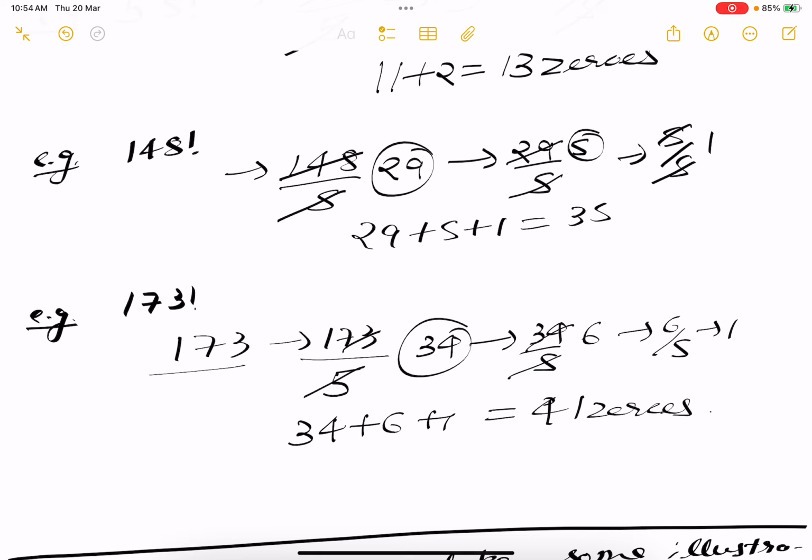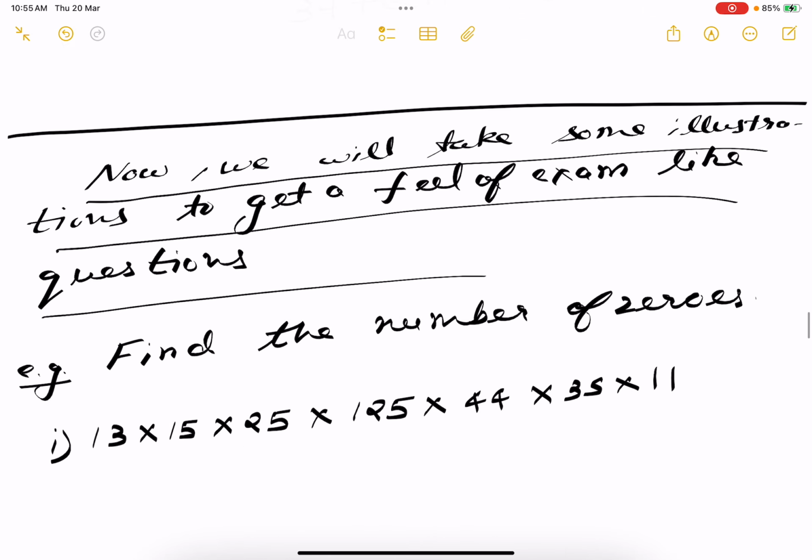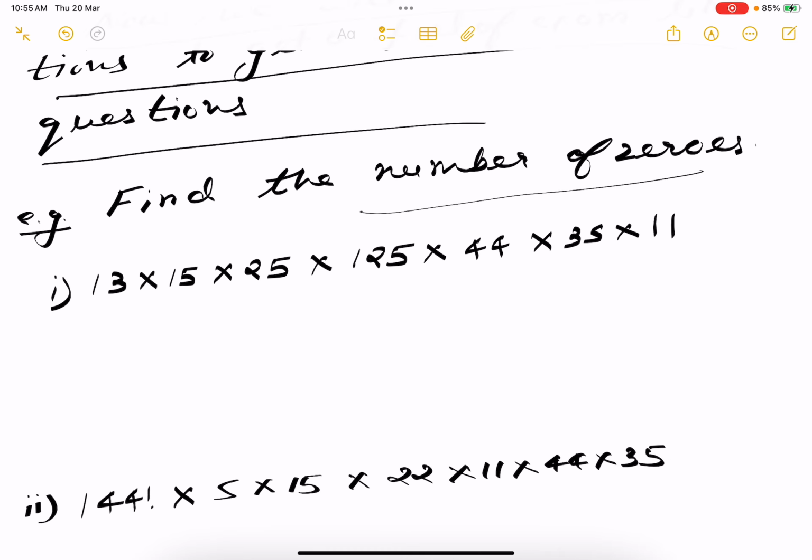Now to understand these, we'll try to solve more questions on factorials. So let's try and solve these questions which I have already written for you. Find the number of zeros. So the first step we already know: we try to reduce the expression in the form of 2's and 5's. Let's do it now. Over here, this is 13, it would remain the same because it does not have any 2. We write 15 as 5 into 3. And this is 22. Sorry, not 25, it is 22.